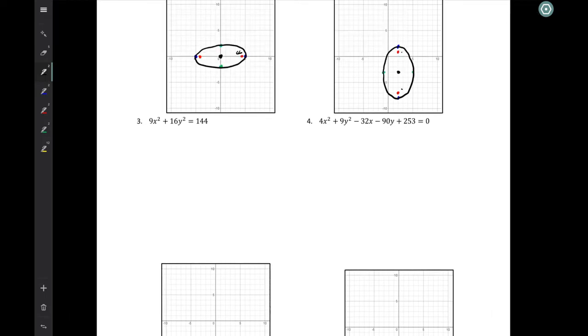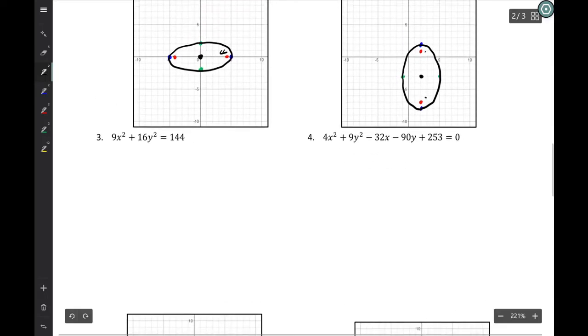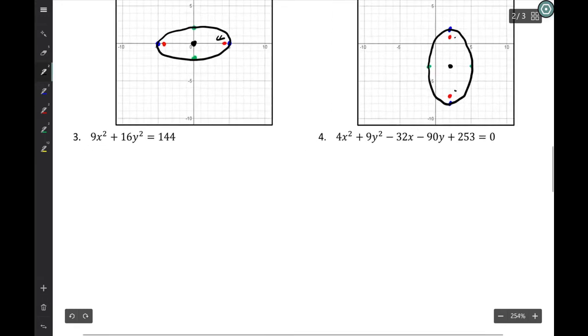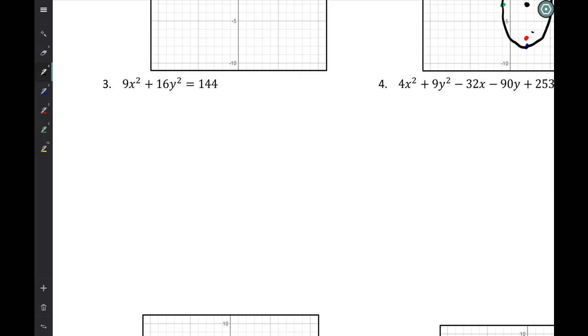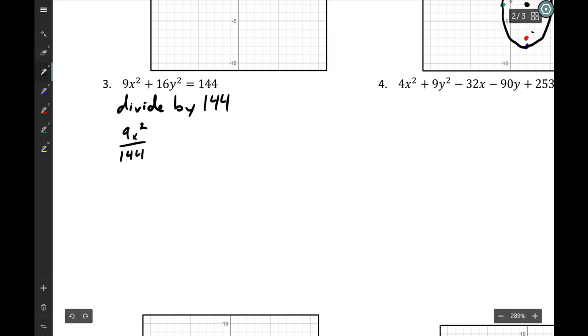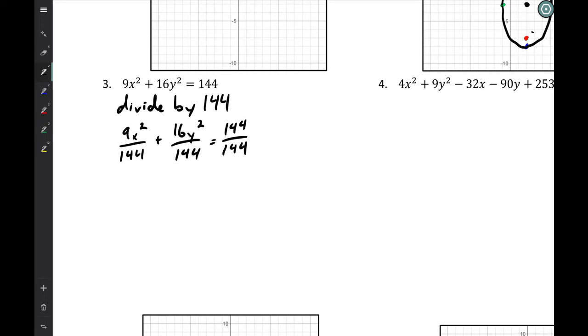Okay, next problem. Looks really complicated. Okay, clearly it's not in the right form, so we got to simplify it. And it's actually pretty easy to do. All you want to do is divide by 144. Okay, so if I divide by 144, I end up with 9x squared over 144 plus 16y squared over 144 is equal to 144 divided by 144. Okay, with that information, I know this simplifies.